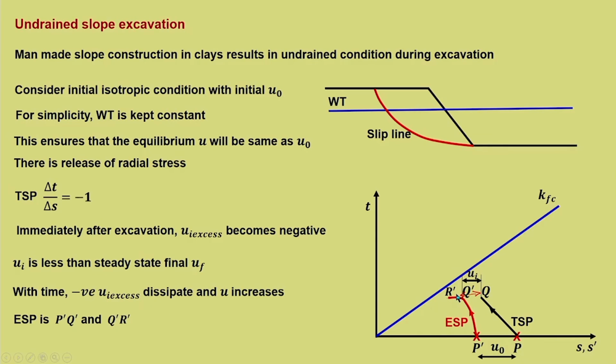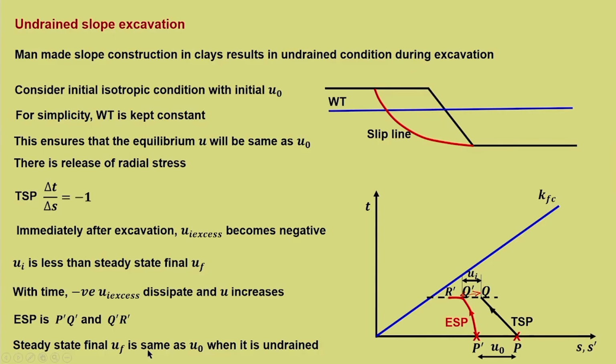So, when negative pressure starts dissipating, the pore water pressure increases, and Q dash R dash is the corresponding effective stress path. So, this is the point. That is why a horizontal line is drawn. So, the TSP point is Q.